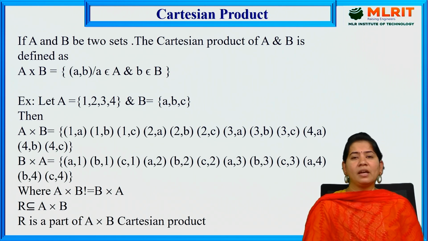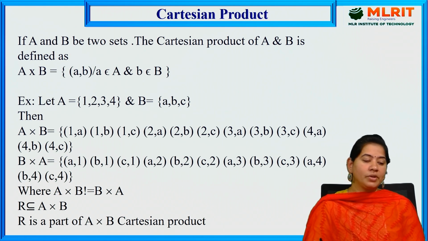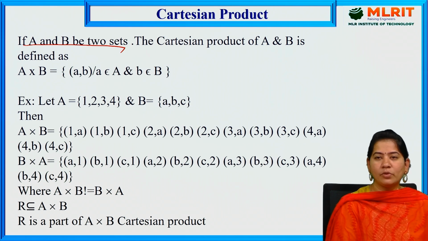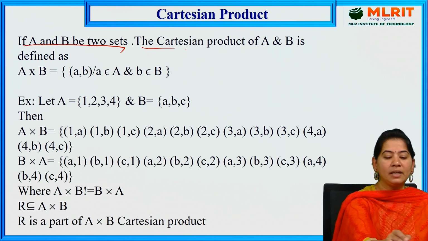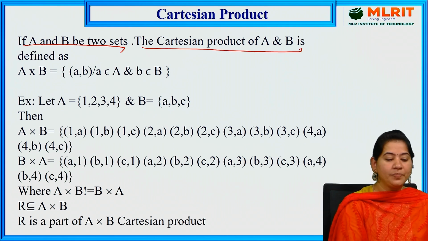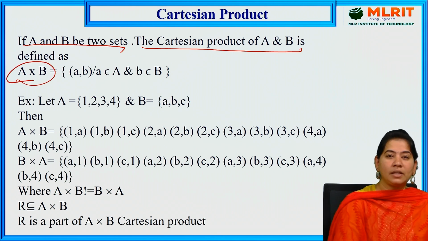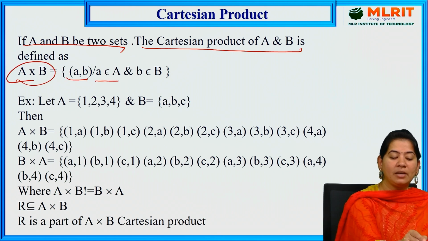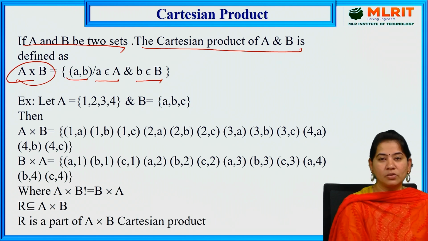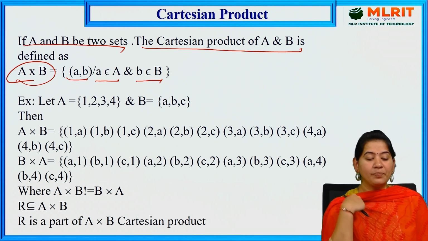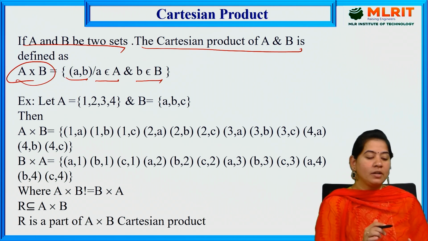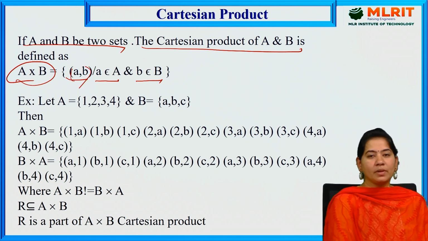Next we have the Cartesian product. What is meant by Cartesian product here? If A and B are two sets, the Cartesian product of A and B is defined as A cross B is equal to (a, b) such that a belongs to A and b belongs to B. Means the Cartesian product of two sets, you will get in the form of an ordered pair.